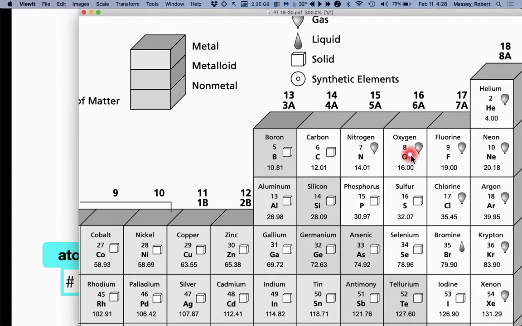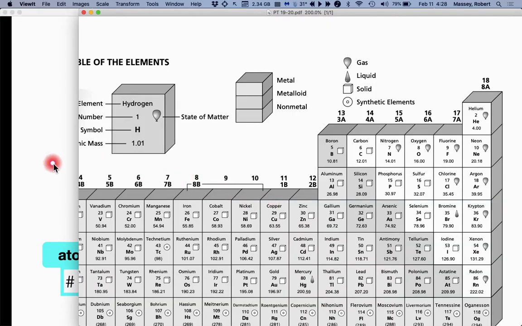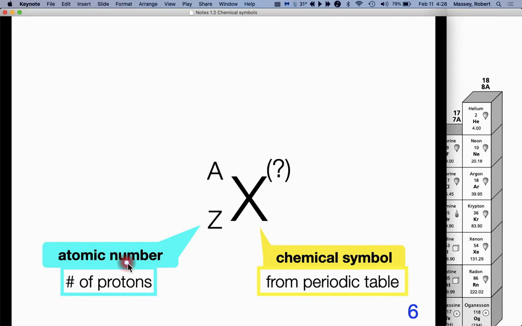That's what defines an element, how many protons it has. Oxygen has 8 protons. If an element doesn't have 8 protons, it's not oxygen. An element that has 14 protons is silicon. Only silicon has 14 protons. If silicon was to lose a proton, it would be aluminum. That's what defines an element, the number of protons, and we call that the atomic number. And that's written in our symbolic notation here as a subscript in the lower left.